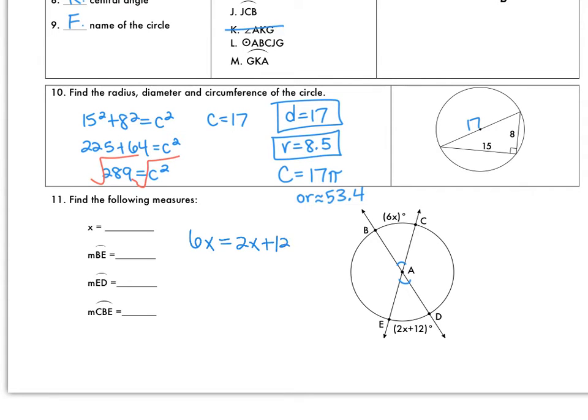And we can solve this. It's not hard to solve. Okay, minus 2x, minus 2x. 4x equals 12, divided by 4. And x equals 3. So that's our first answer.